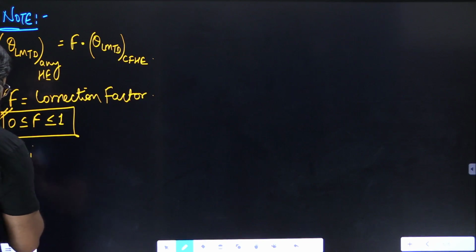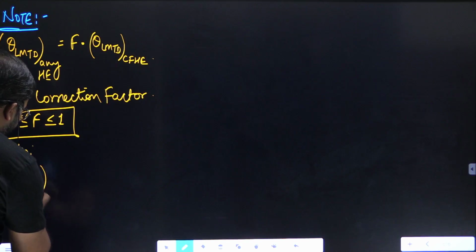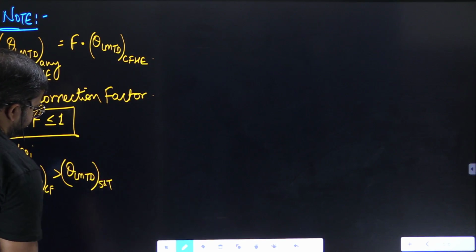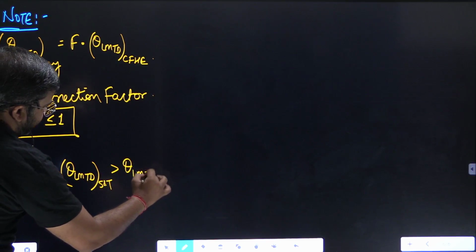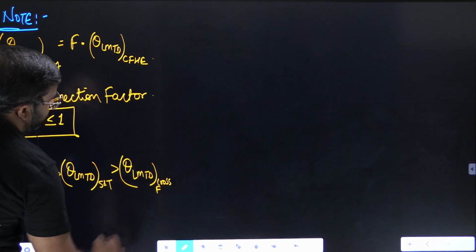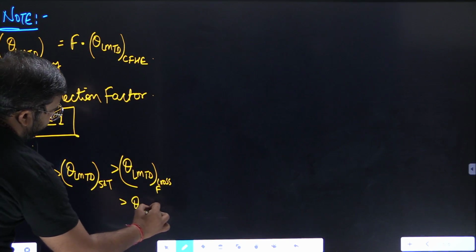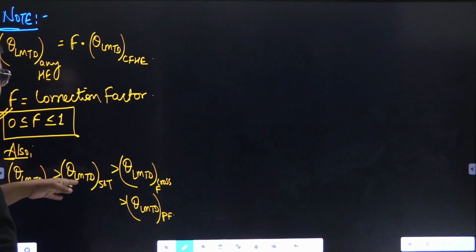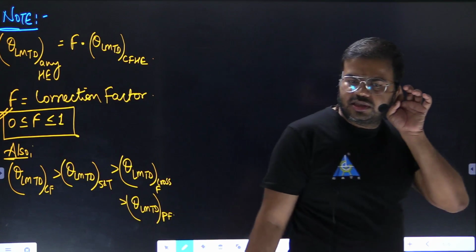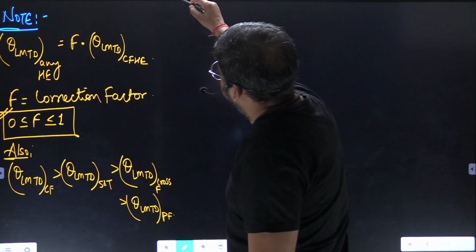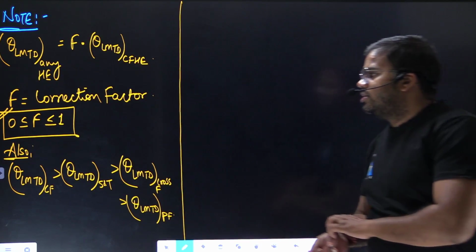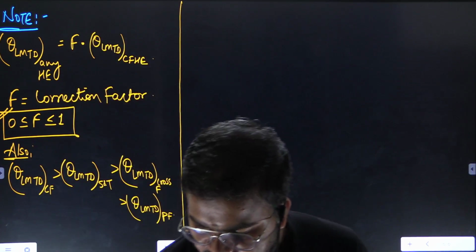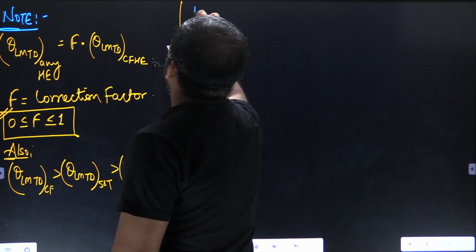Also, we know that theta LMTD of a counter flow is greater than theta LMTD of shell and tube, greater than theta LMTD of cross flow, and is greater than indeed theta LMTD of a parallel flow. Okay, this is how theta LMTD is varying, highest to lowest. Logic is clear? Samajh gaye? Next, let us move forward. So this is what we have. Friction factor, correction factor and all. This you need to remember. 4.1, question number 1. PYQs.